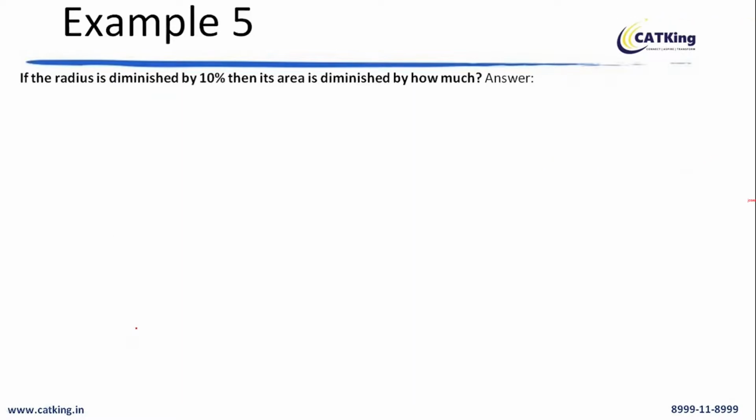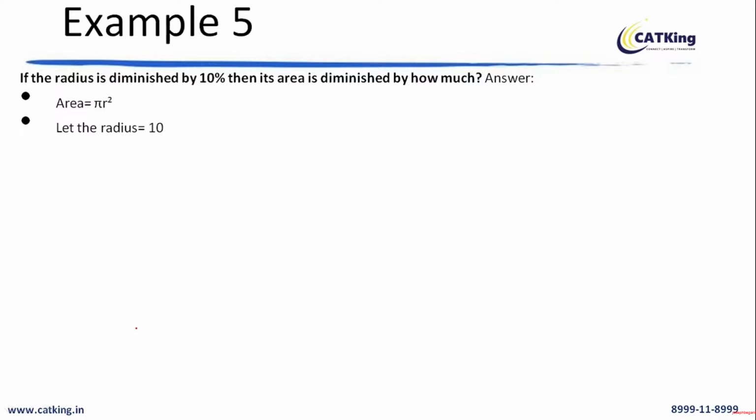If the radius of a circle is diminished by 10%, then its area is diminished by how much? What is area? Area is pi r square. So let the radius be 10. You can take x, you can take 10x, you can take 100x, you can take whatever you want to take. Alright? So I am assuming different values in different questions so that you know that assumptions can be done differently.